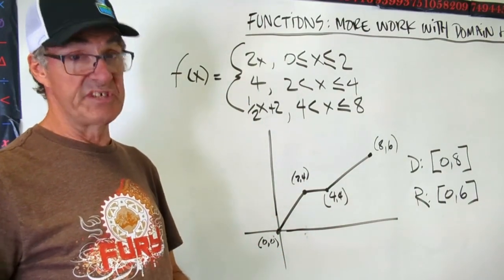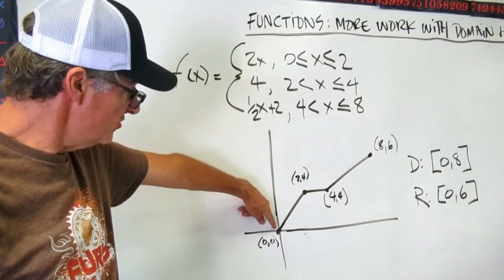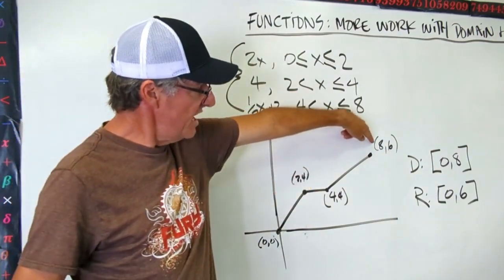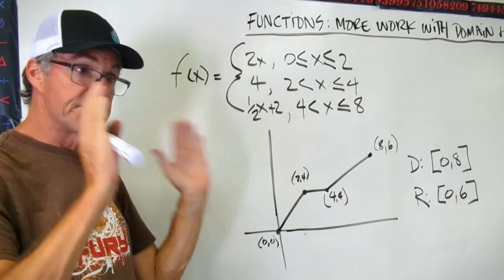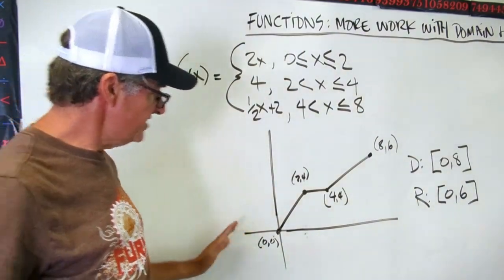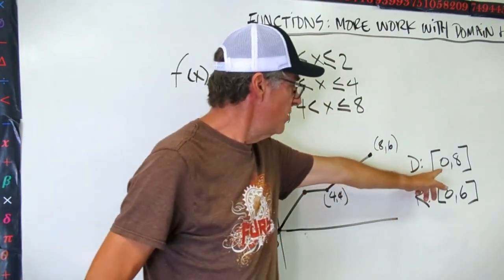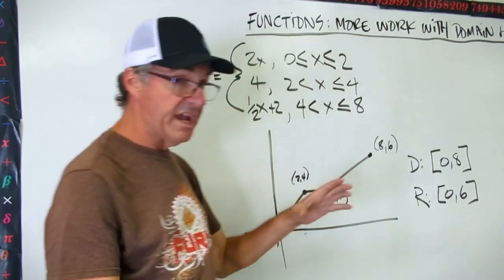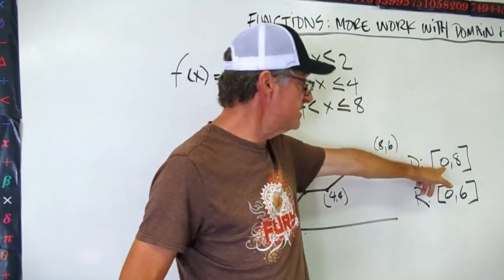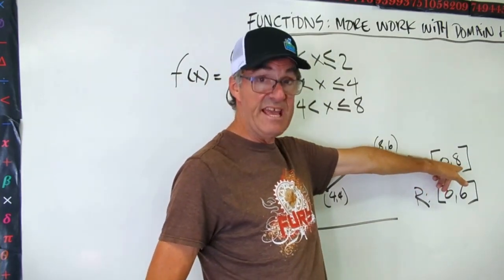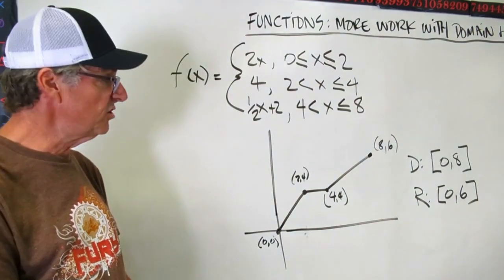Okay, so this function is more complicated than the last function, but the domain and the range are way more simple. So we're limited. The function only goes from the origin to the point (8, 6). So the domain, that's the spread of the x values. So that's the horizontal. So we go from 0 all the way to 8. So the domain is [0, 8]. The brackets are facing inward because it's inclusive. 0 is part of the domain, as is 8. So we're bracketing those because they are included.